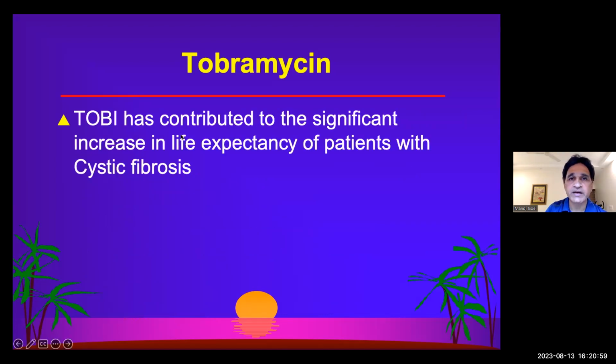In fact, inhaled tobramycin has contributed to a significant increase in life expectancy of patients with cystic fibrosis. And in our cases of bronchiectasis, this has really proved to be a game changer. It's also used in patients with recurrent COPD exacerbation due to infections, the infective COPD exacerbation, where we do advise tobramycin inhalation therapy for a prolonged period of time.